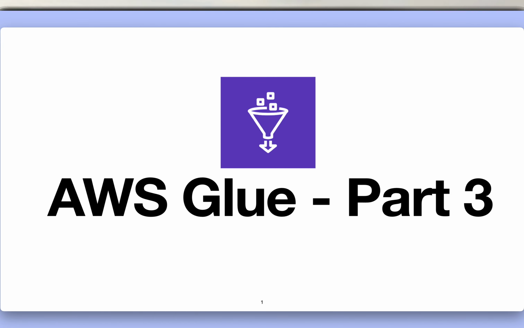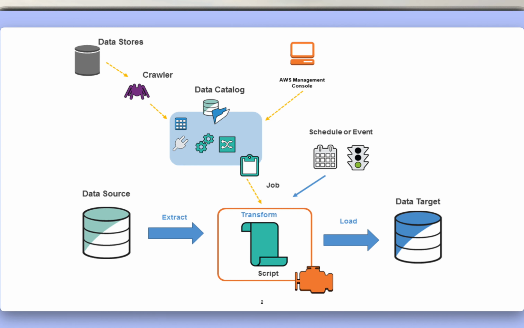AWS Glue, Part 3. Defining jobs in AWS Glue. 1. Crawler for data store sources. A crawler populates the AWS Glue data catalog with metadata table definitions. Point the crawler to a specific data store for table creation. 2. Manual setup for streaming sources. For data streams, manually define tables in the data catalog and specify their properties.